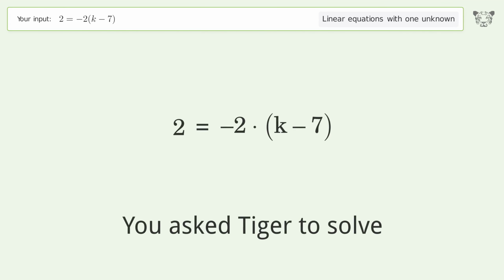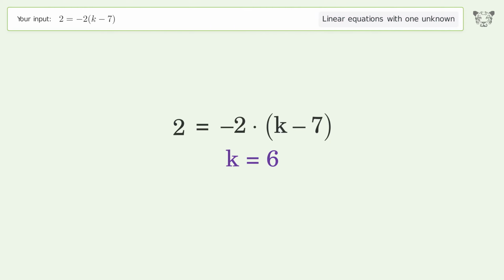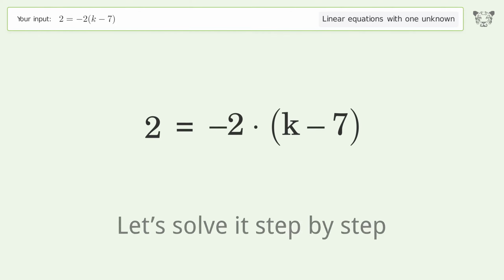You ask Tiger to solve. This deals with linear equations with one unknown. The final result is k equals 6. Let's solve it step by step.